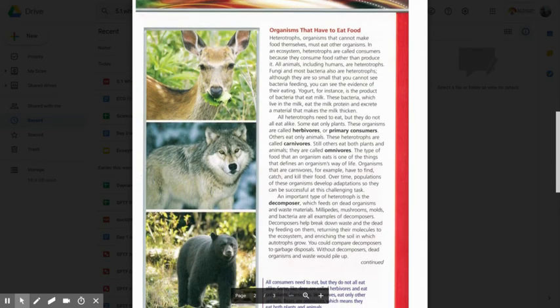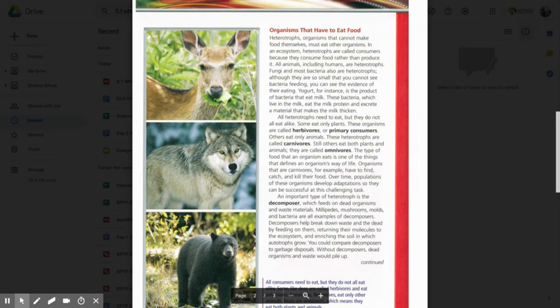Organisms that have to eat food. Heterotrophs, organisms that cannot make food themselves, must eat other organisms. In an ecosystem, heterotrophs are called consumers because they consume food rather than produce it. All animals, including humans, are heterotrophs. Fungi and most bacteria are also heterotrophs.